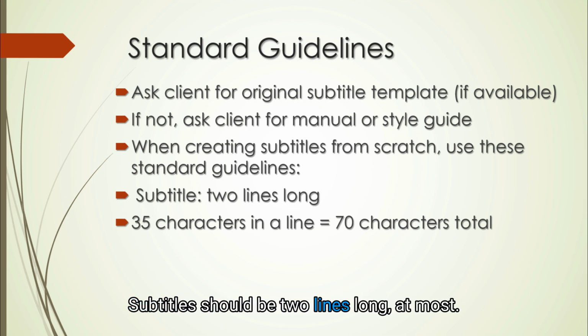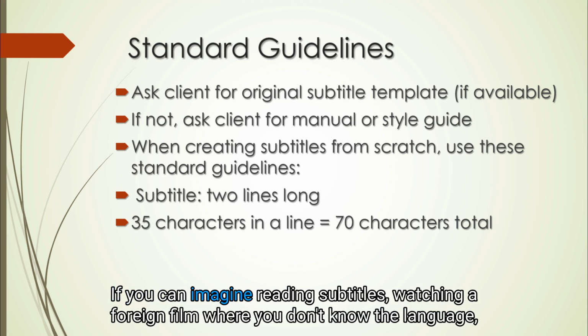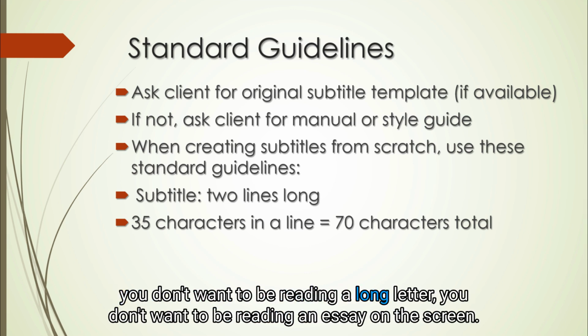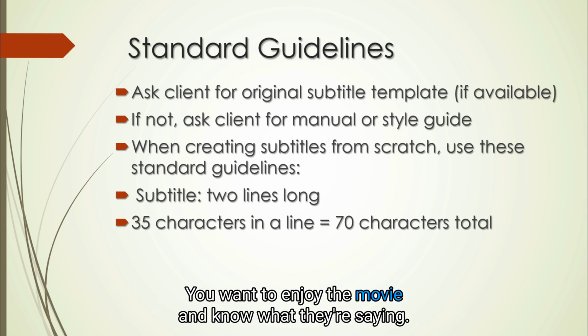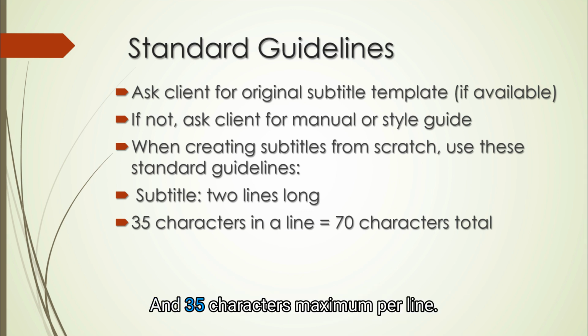Subtitles should be 2 lines long at most. Each line should have a maximum of 35 characters, for a total of 70 characters. If you can imagine reading subtitles, watching a foreign film where you don't know the language, you don't want to be reading a long letter, you don't want to be reading an essay on the screen. You want to enjoy the movie and know what they're saying, so that's why we want to limit our characters to 2 lines and 35 characters maximum per line.